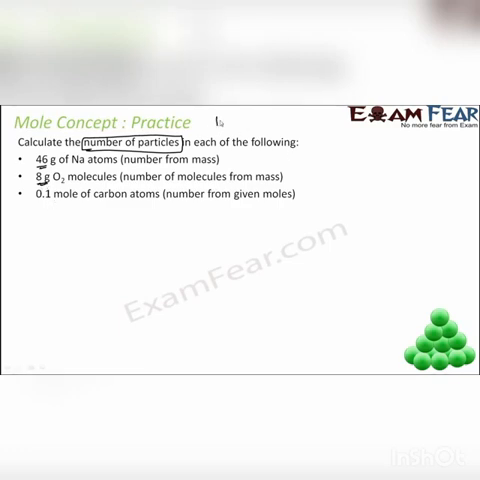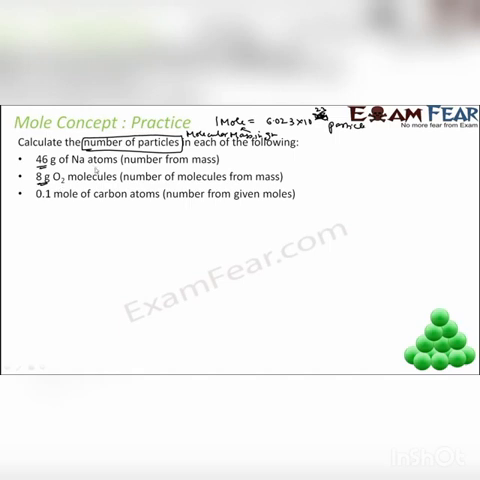So we know that 1 mole is 6.023 into 10 to the power 23 particles, for any ion, molecule, or atom, doesn't matter. Golden rule. And 1 mole is nothing but the molecular mass in gram if you want to find the weight.